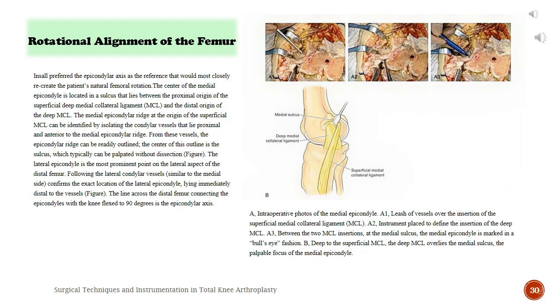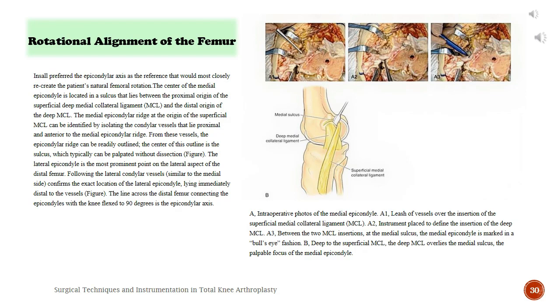The medial epicondylar ridge at the origin of the superficial MCL can be identified by isolating the condylar vessels that lie proximal and anterior to the medial epicondylar ridge. From these vessels, the epicondylar ridge can be readily outlined. The center of this outline is the sulcus, which typically can be palpated without dissection. Figure.